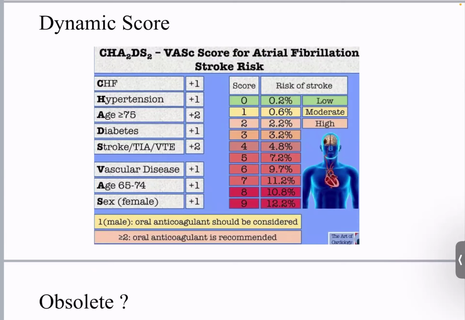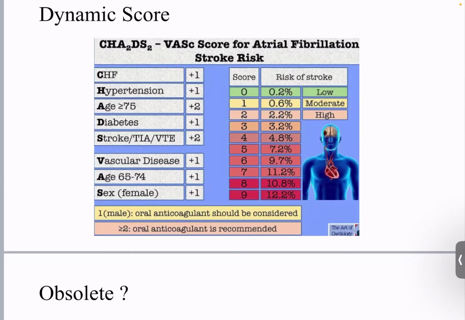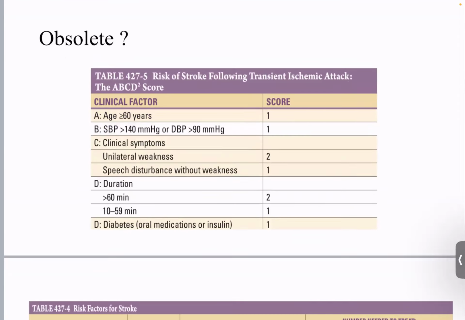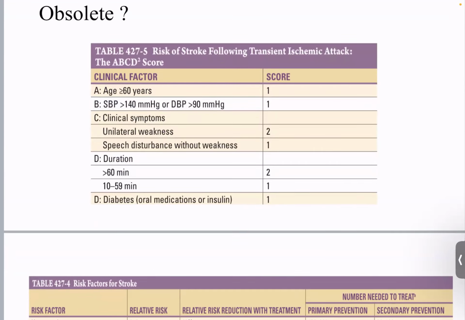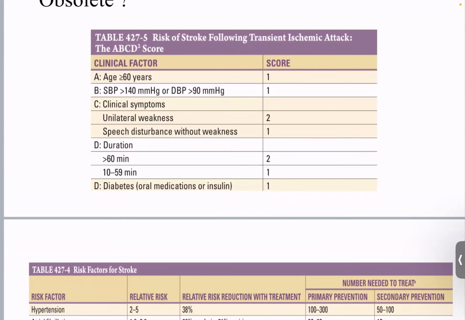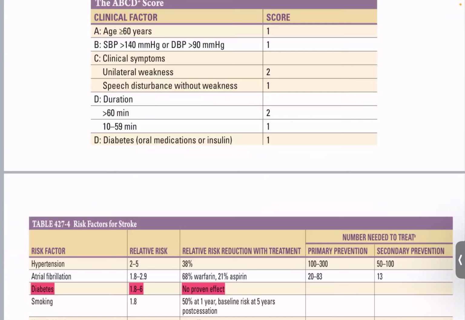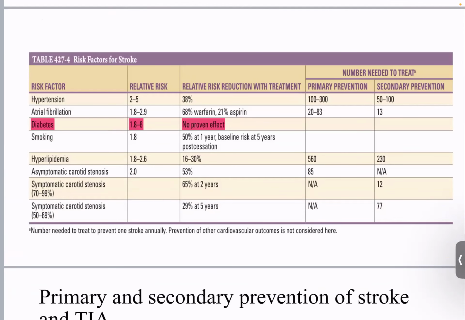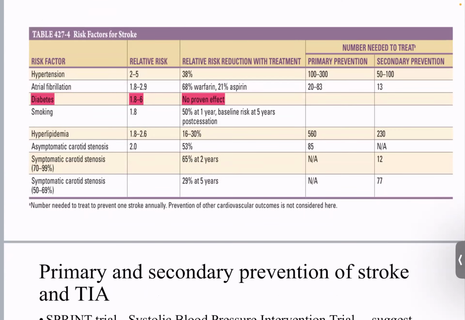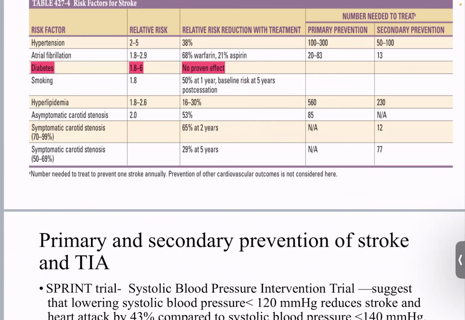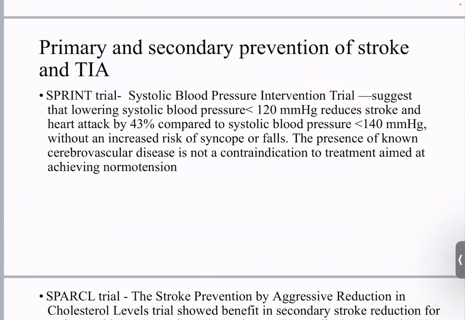Again, this scoring is advised to be done periodically, that is, dynamic scoring should be used to get the full benefit. Again, I don't know whether this scoring is obsolete now, because the NICE 2022 guidelines do not suggest using this in case of TIA. Again, we all know the risk factors of stroke and TIA and their role in primary and secondary prevention.